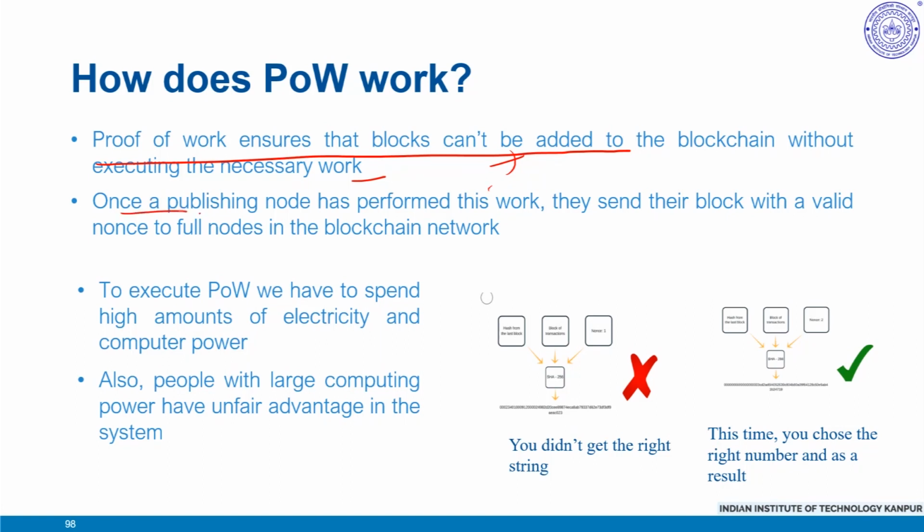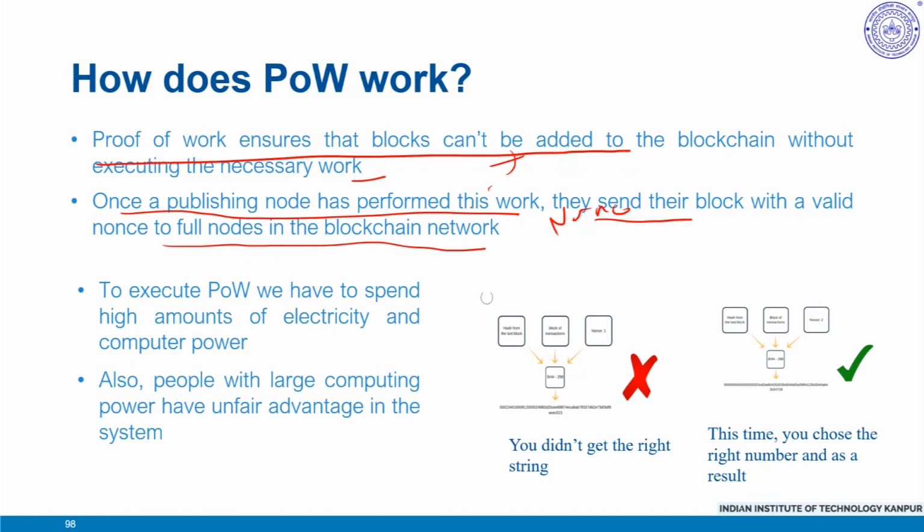Now, once a publishing node has performed this work, they send their block with a valid nonce to full nodes in the blockchain for verification. The recipient full nodes verify that the new block fulfills the puzzle requirement and then add the block to their copy of the blockchain and resend the block to their peer nodes also. So in this manner, this new block gets quickly distributed throughout the network of participant nodes, and verification is easier since only a single hash needs to be done to check if the nonce and other inputs solve the puzzle.